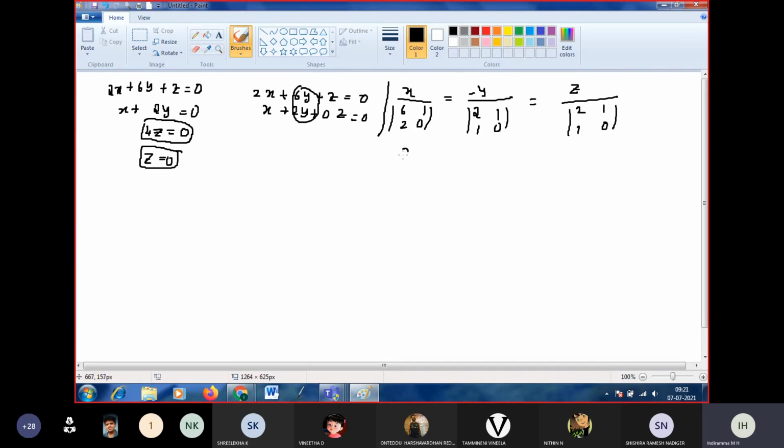So next, if you simplify, what did you get? X by 0 minus 2, that is minus 2. Next, minus y by the determinant: 0 minus 1, that is minus 1. Which is equal to z by the determinant: 4 minus 6... Okay, so the minus signs cancel, and if you multiply with the minus sign, x by 2 is equal to y by 1 is equal to z by minus 1 we got. Correct? But here z is equal to 0 we got, since from the third equation we got z equal to 0.